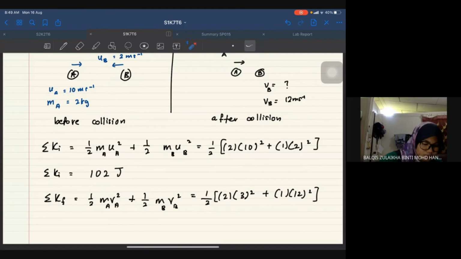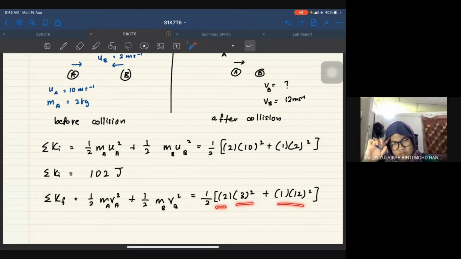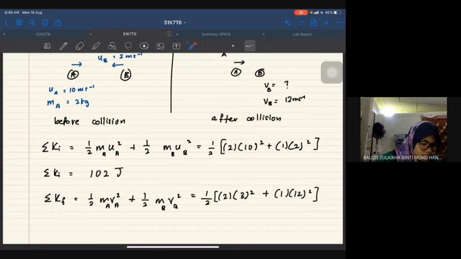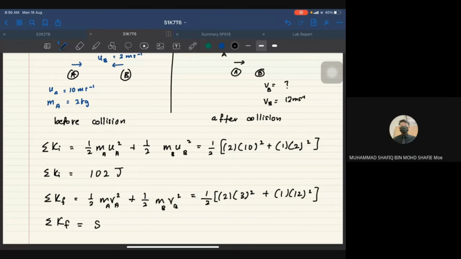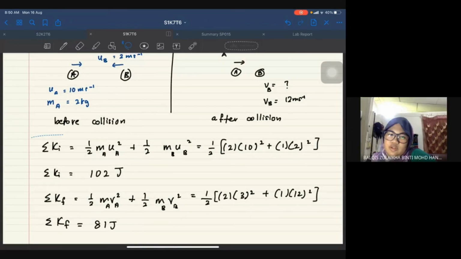Okay, so 9, 18 plus 144. Berapa tu? Awak. Okay, kita tak boleh fikir. Pagi sangat nak fikir. So I got here is 81. Did you get the same answer? Dapat sir. Okay. So, what can you conclude with these two? Apa yang kamu boleh simpulkan? Dia inelastic. Okay.